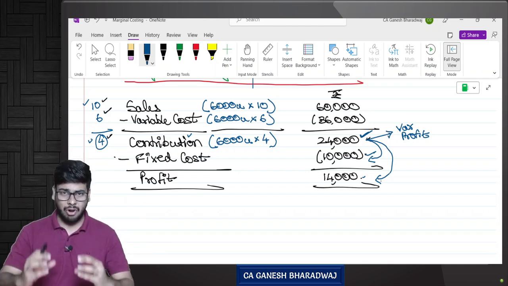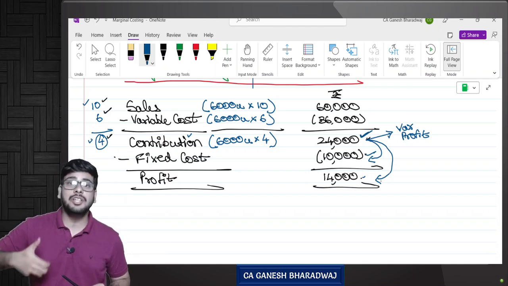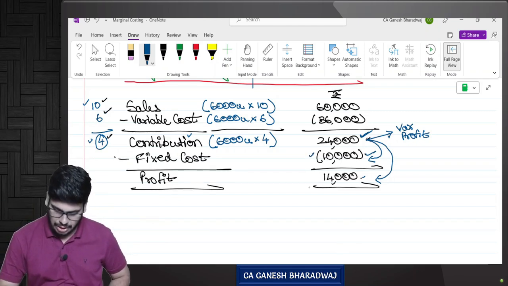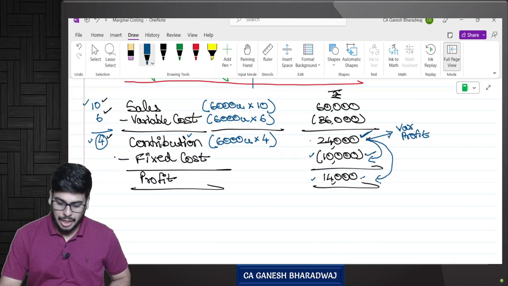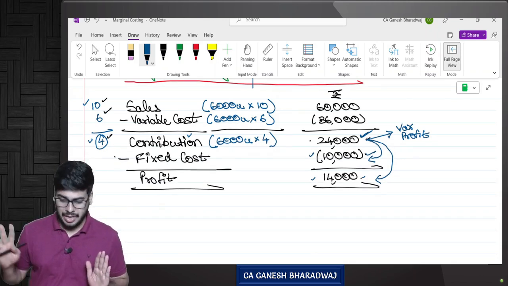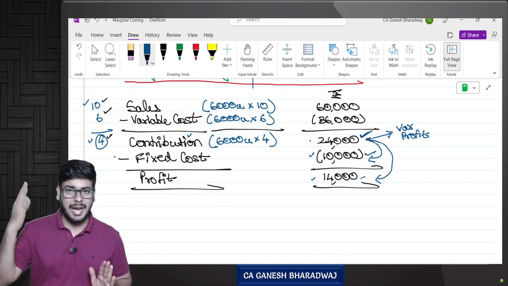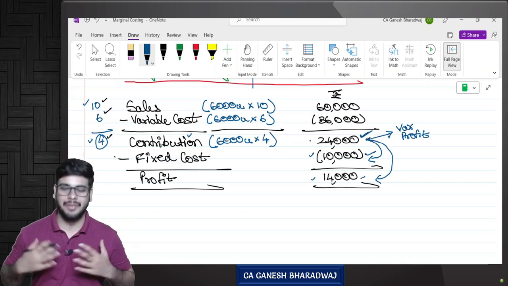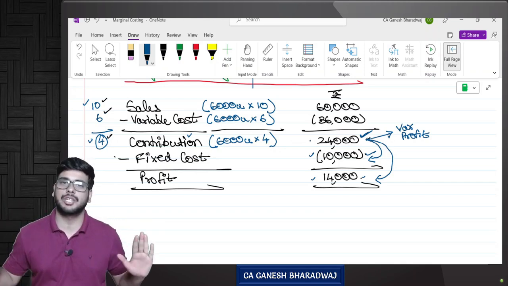Yes. And it is called contribution because it contributes towards two things. First, towards recovery of fixed cost, then towards earning the profit. So out of the 24,000 rupees I have made, that is not my final profit. First, I adjust my fixed cost of 10,000 rupees, and the balance that I have is actually my profit. Are you clear with this?